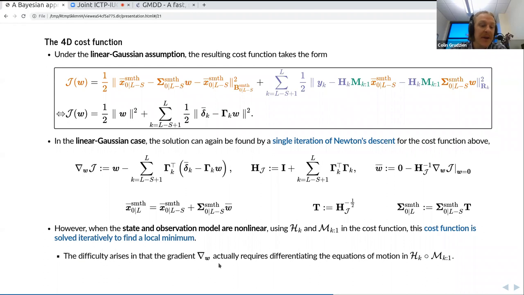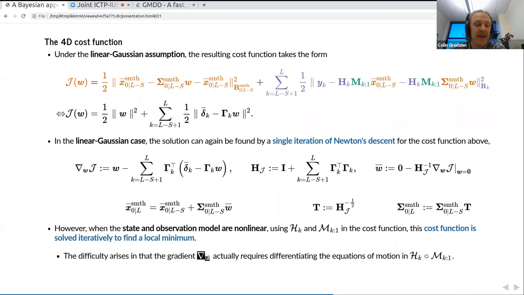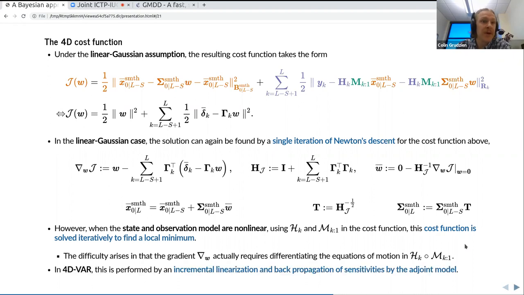And the difficulty arises, of course, in that the gradients with respect to the weights actually require differentiating the equations of motion themselves. We have to differentiate this composition of the model forecasts and the forward operator into observation space. In traditional 4D-Var, this is performed by incremental linearization and backpropagation of the sensitivities with what is known as the adjoint model.